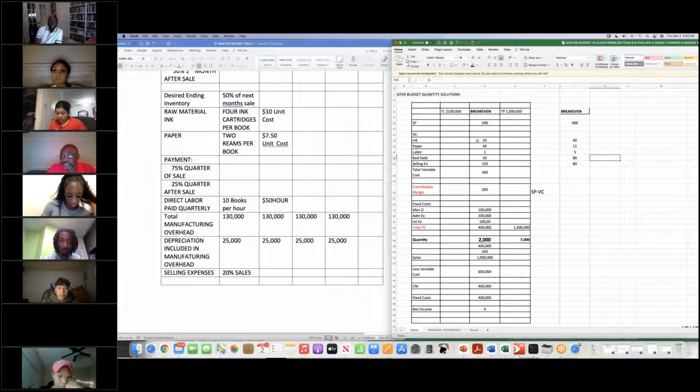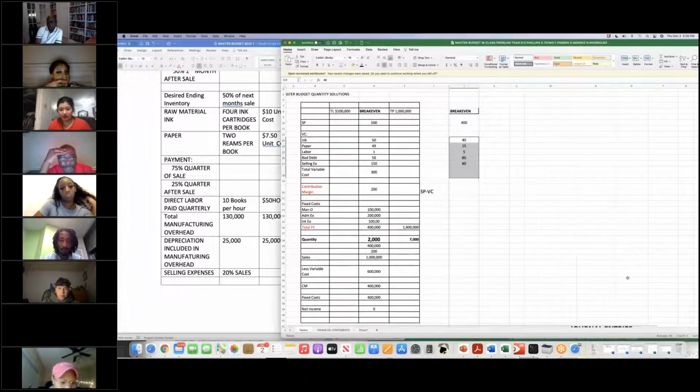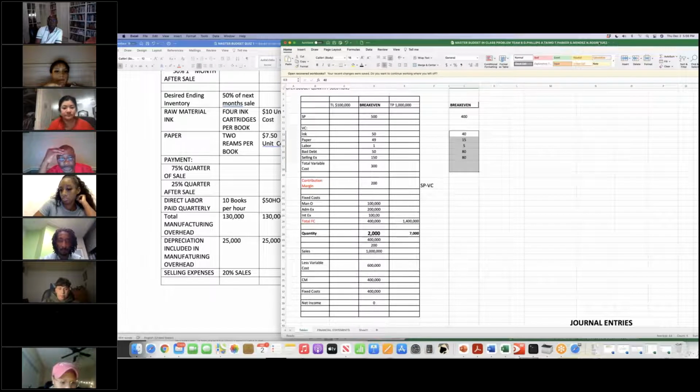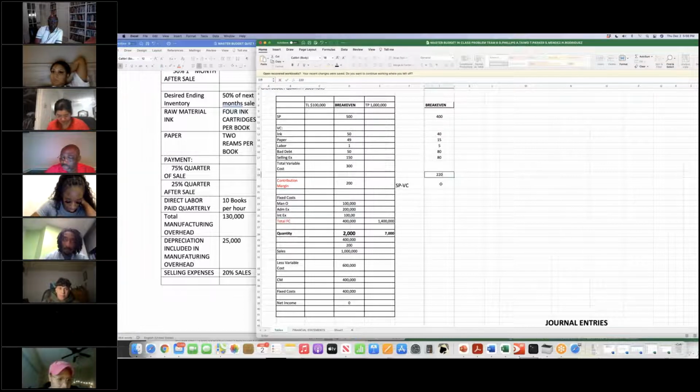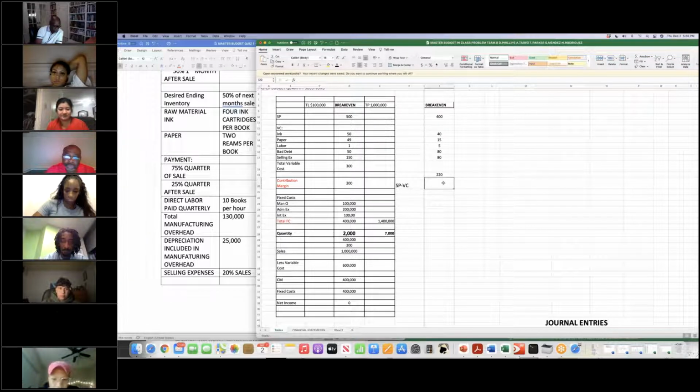Okay. So all we've done is to go on these items and come up with that. And so Jennifer, what's our contribution margin now? We're gonna add all of these up. How much do we get? 220. So these expenses are 220. So what's our contribution margin gonna be then? 180.